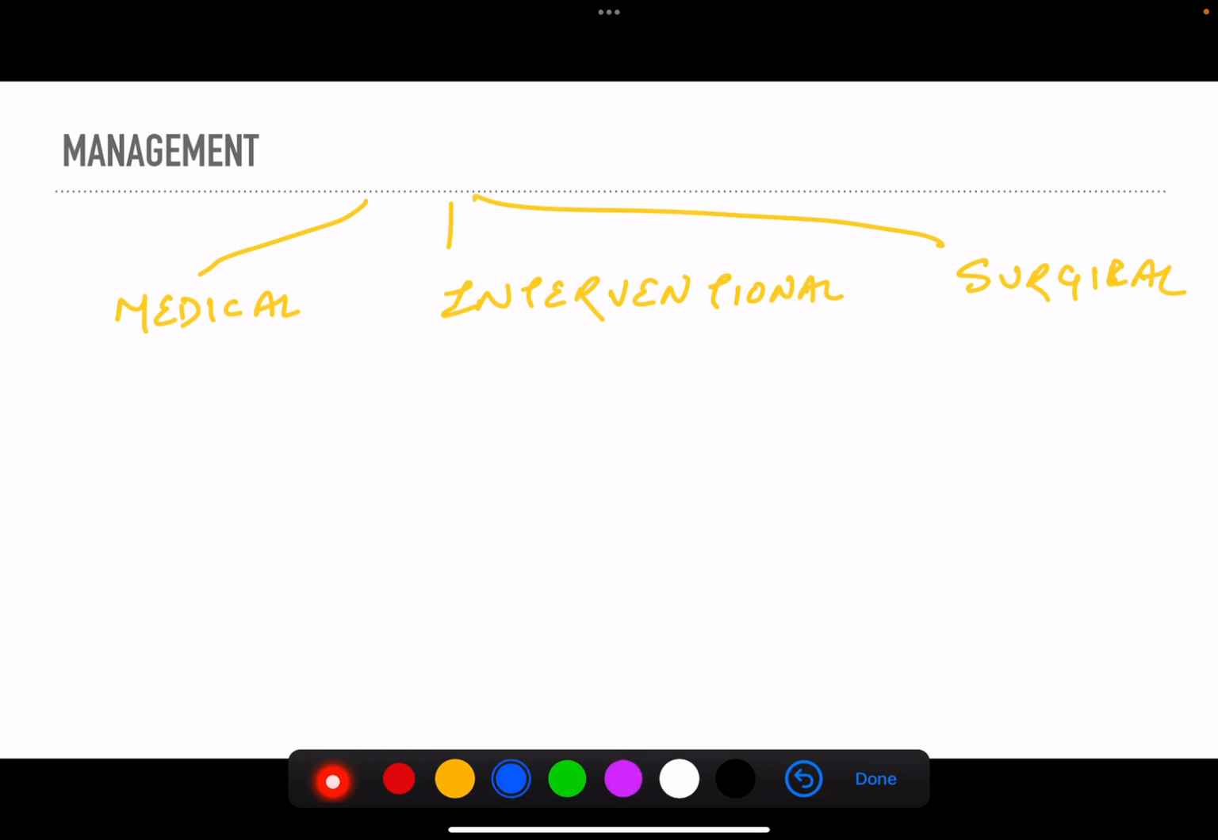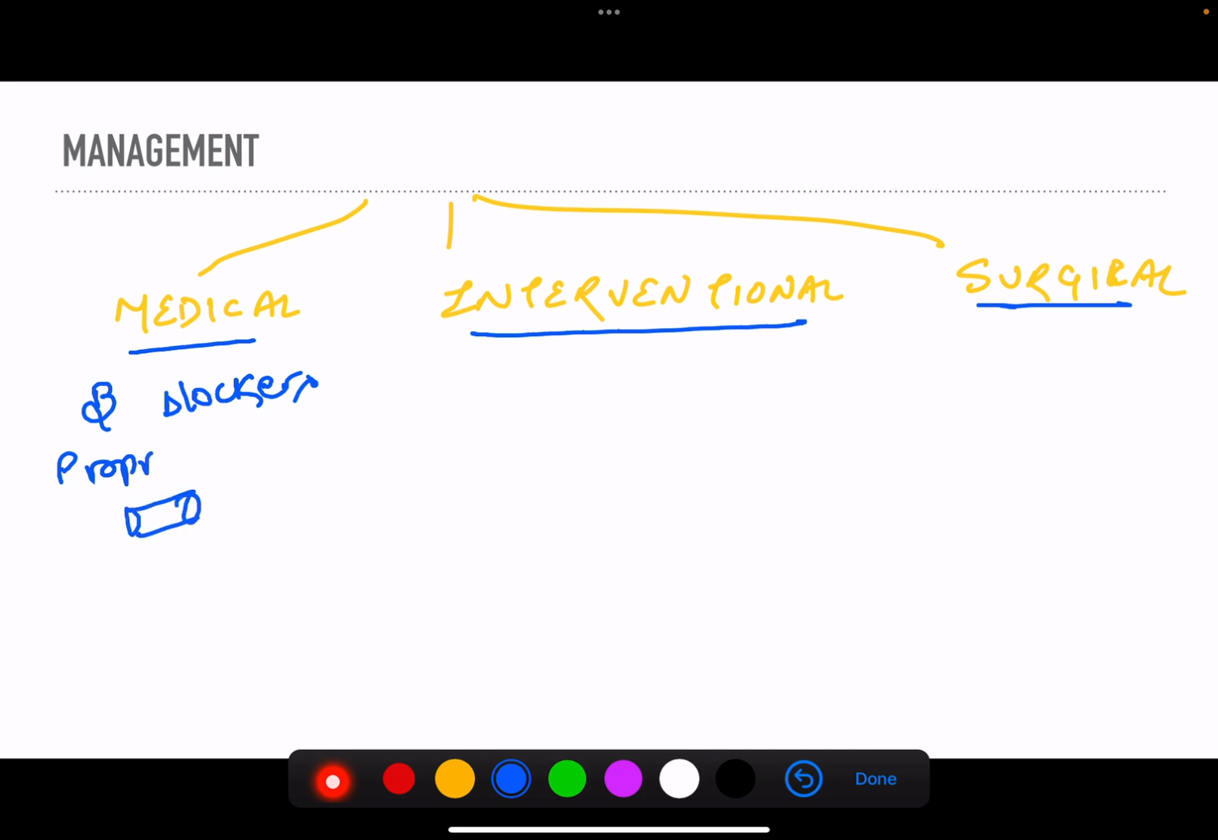For the management part of any disease, we know it can be medical, interventional or surgical. For medical management, we go for beta blockers or steroids. In beta blockers, propranolol is given commonly, and this leads to vasoconstriction. So, flow of the lesion will be decreased. For interventional perspective, we can go ahead with minimally invasive sclerotherapy, or we can go for systemic sclerotherapy.